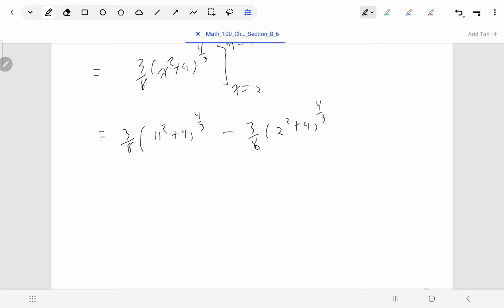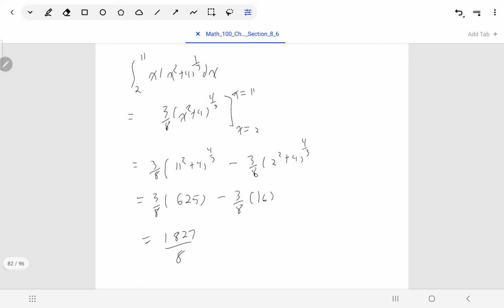And then just a little bit of cleaning up after that. So for this first one, 11 squared plus 4 is 125. 125 to the 4/3 is 625. 2 squared plus 4 is 8, and 8 to the 4/3 is 16. And there we go. We've got what turns out to be 1,827 eighths.